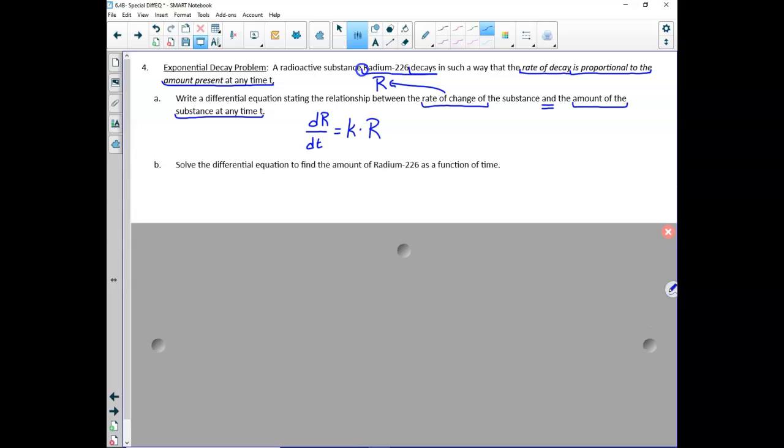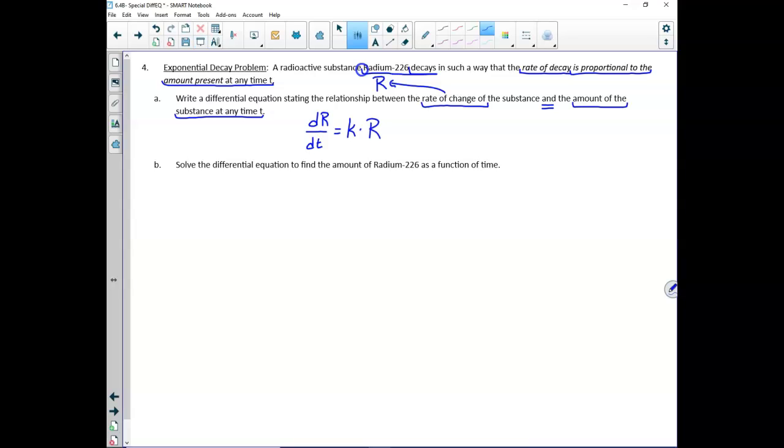And what we're going to do with this differential equation is solve it to find R as a function of time. Well, first thing we need to do is separate variables. So the first thing I'm going to do is mentally multiply by dt. So I'm going to say dR equals k times R dt. And we've got to get that R over with those R's. So I'm going to multiply by 1 over R: 1/R dR equals k dt. So I have separated my variables. And if you're like, well, there's a k over there with that dt, no, k is a constant.